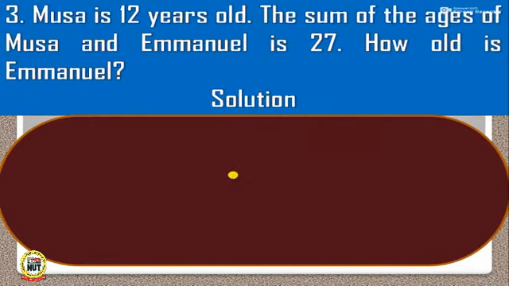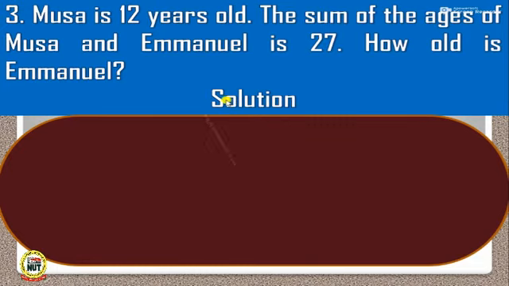Let us quickly take a look at another example, which is example number 3. Musa is 12 years old. The sum of the ages of Musa and Emmanuel is 27. How old is Emmanuel? In this case, we know Musa's age, but we do not know Emmanuel's age, but we are made to understand that the sum of their ages is 27. Then the question asks us to find out how old Emmanuel is.